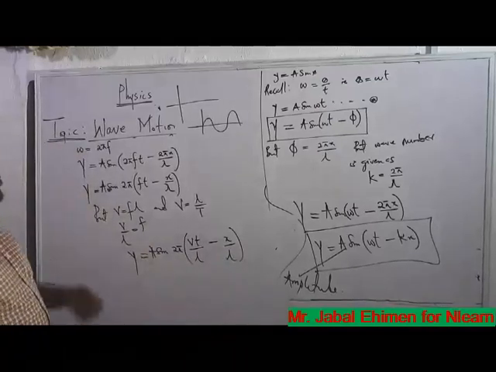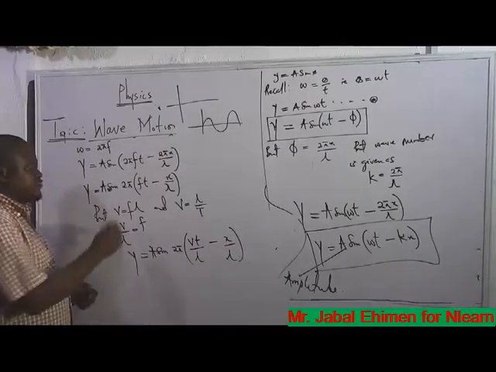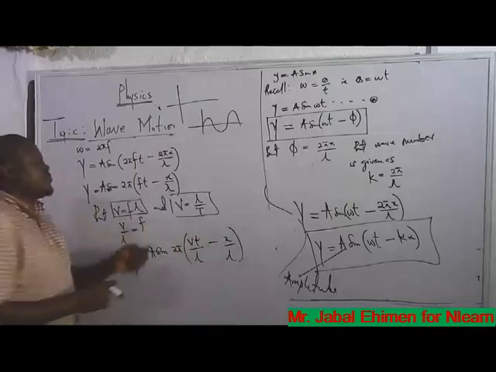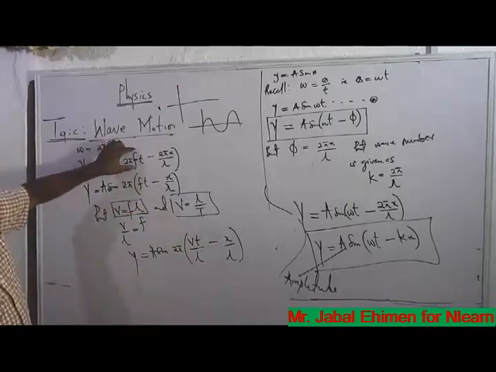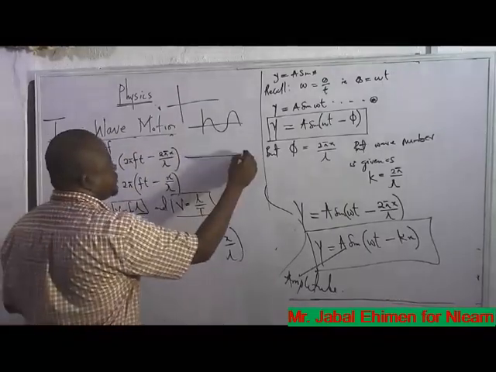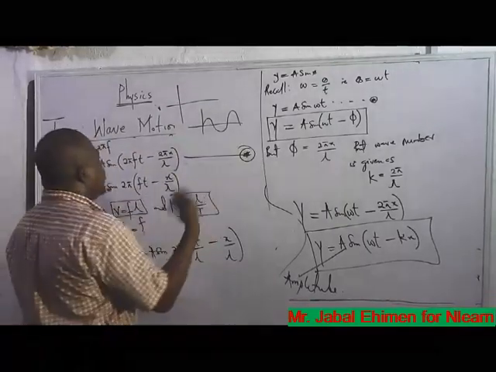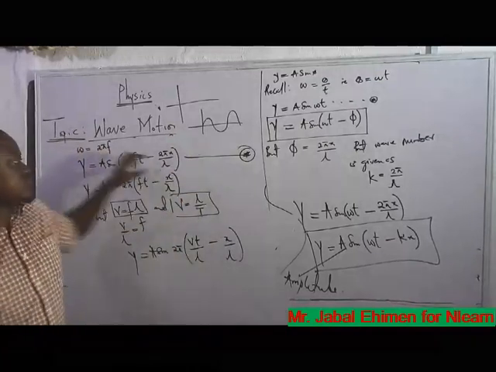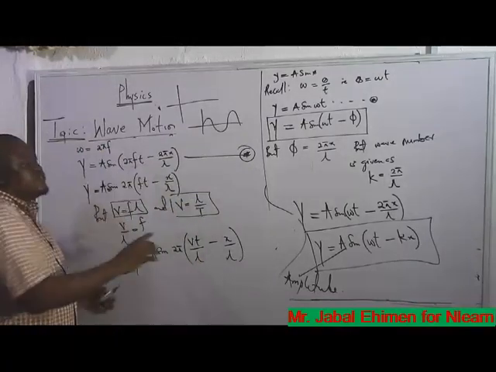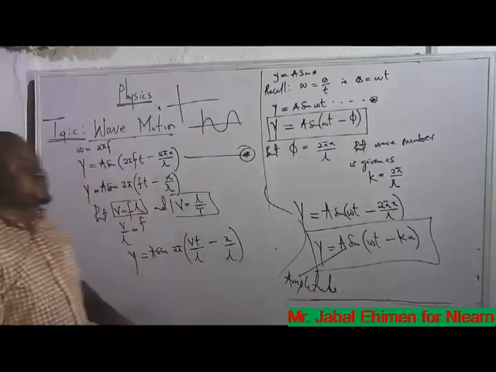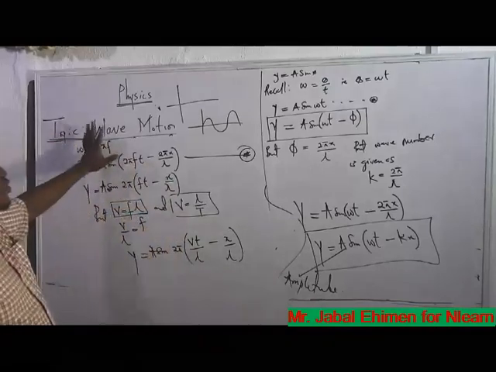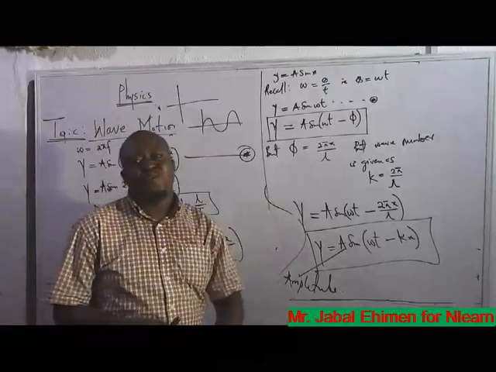Any value you want to replace it with, you can replace it as far as these two equations are correct. So from here you can obtain any value you want to obtain. This is the main equation, or any of these equations, resolved and substituted, will give you anything you want, depending on the question that you are given. So this is the equation of a progressive wave.